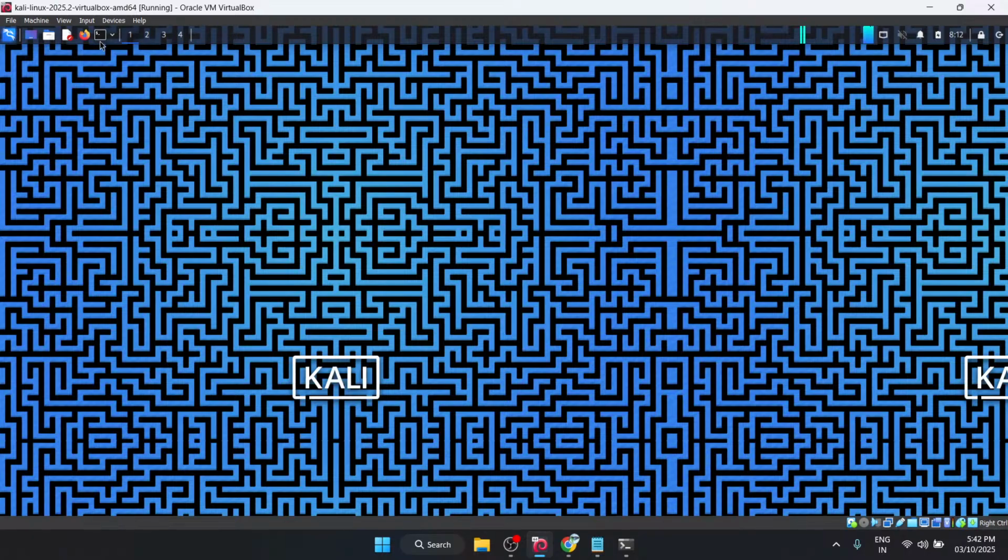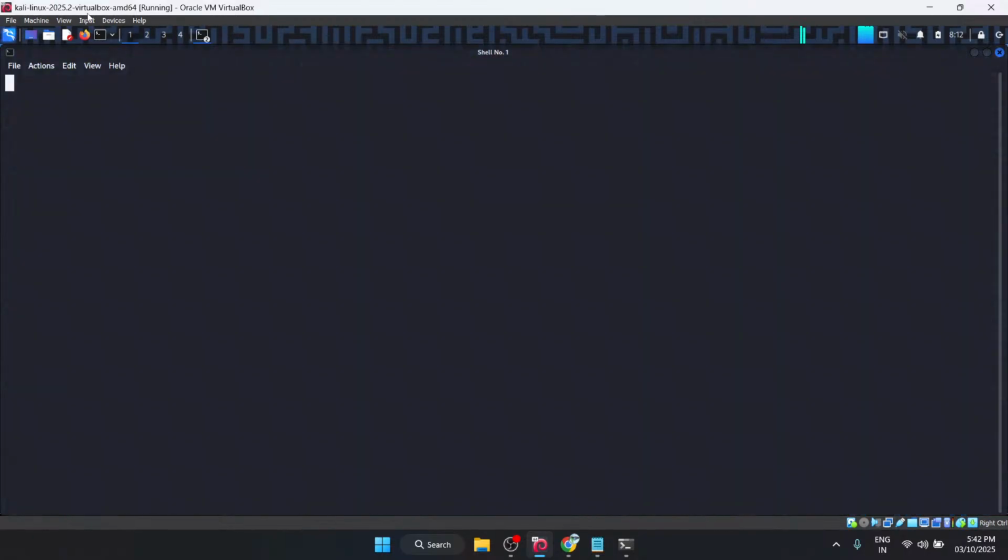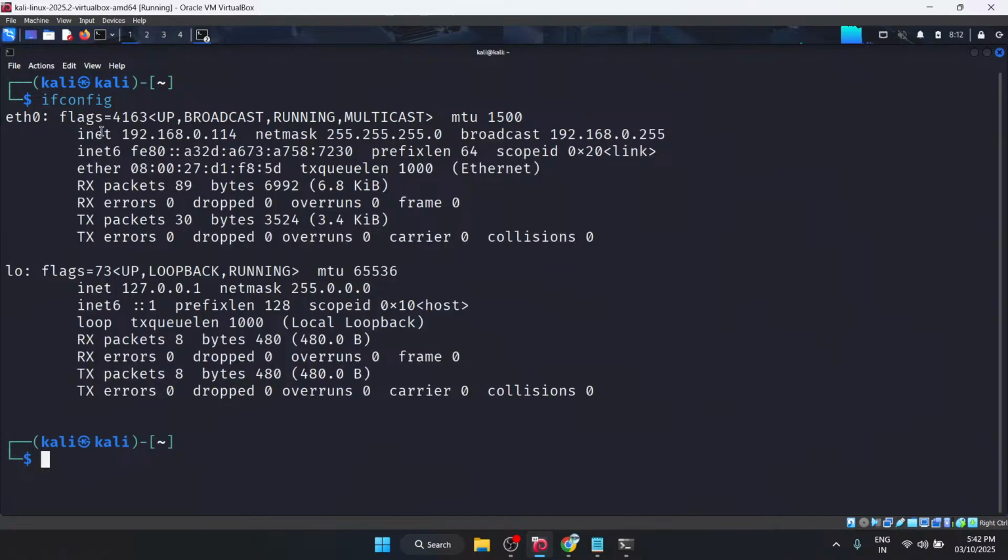Here, I'm just checking the IP address of my Kali Linux by the command ifconfig. This is the command. Here you can see that we have got this IP on the interface Ethernet 0, which is actually connecting you with your Windows. So this is the IP 192.168.0.114.